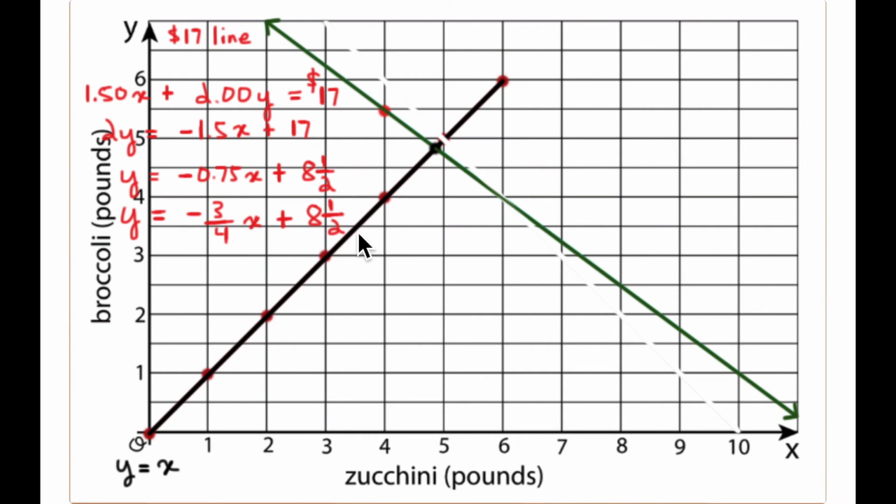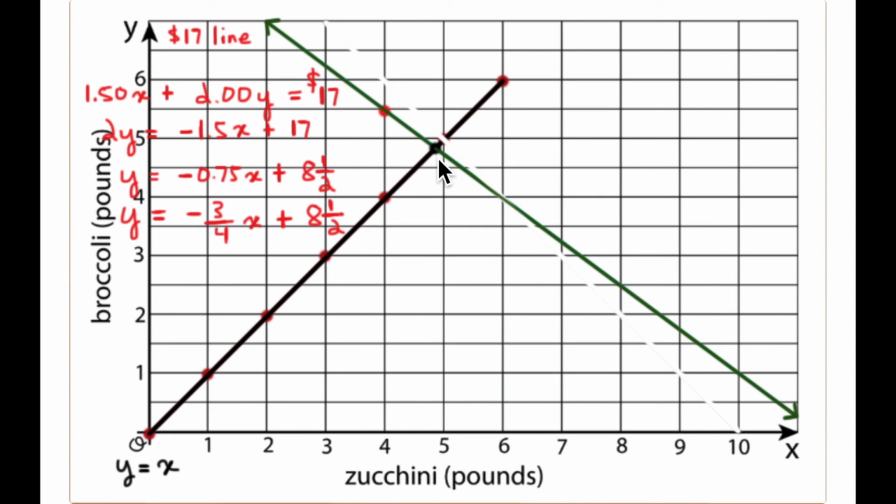Well, this is the equation that we used before. This is the $1.50 for each pound of zucchini and $2 for each pound of broccoli. And then you get this into the y-intercept form, and you end up with a slope of -3/4. So if you go from here, a slope of -3/4 means I go 4 units to the right along the x-axis, and I'm going to go down 3 units. Remember, that's 2 grid lines in this case. This is 1 unit, 2 units, 3 units. So that's a slope of -3/4, and the y-intercept is up here off the graph at a positive 8.5.